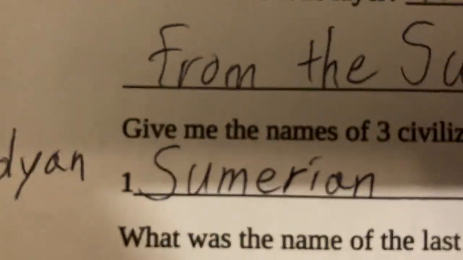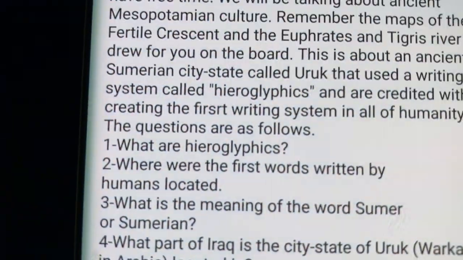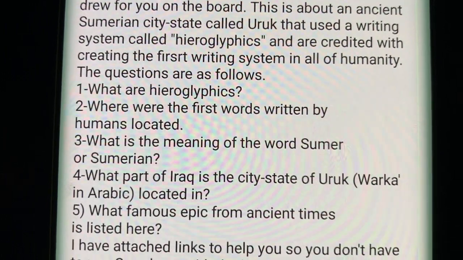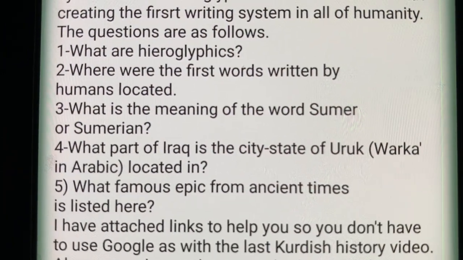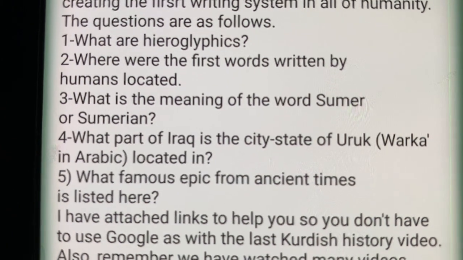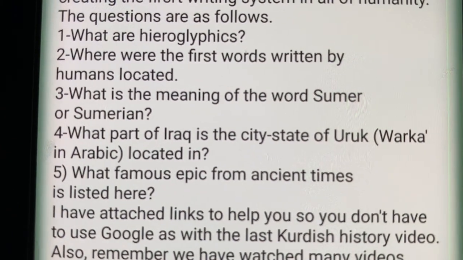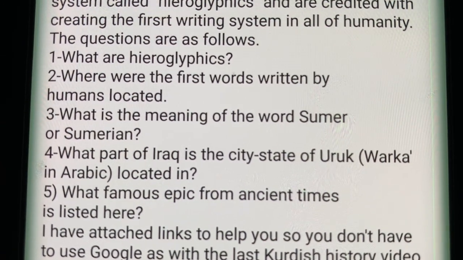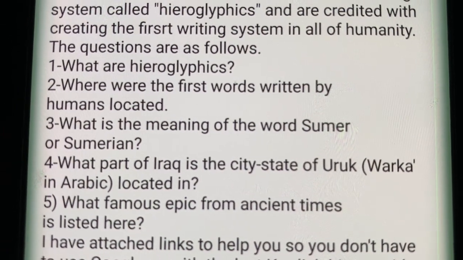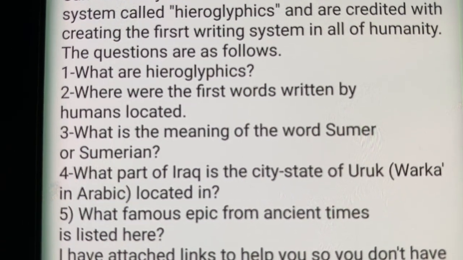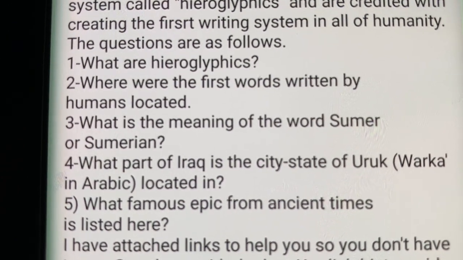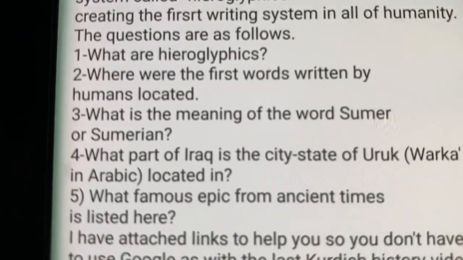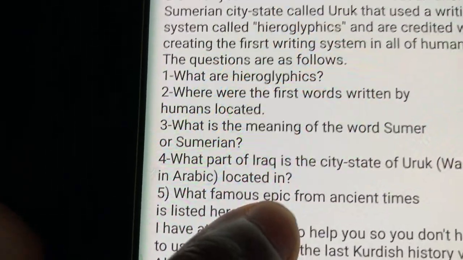And the following 5 questions are relating to the city of Uruk, which is one of the Sumerian civilizations. Questions are as follows. Number 1, what are hieroglyphics? Number 2, where were the first words written by humans located? Number 3, what is the meaning of the word Sumer or Sumerian? Number 4, what part of Iraq is the city-state of Uruk located in? Uruk is the English word, Al-Warqa is the Arabic word. And last but not least, number 5, what famous epic from ancient times is listed here? The word epic meaning poem or story.